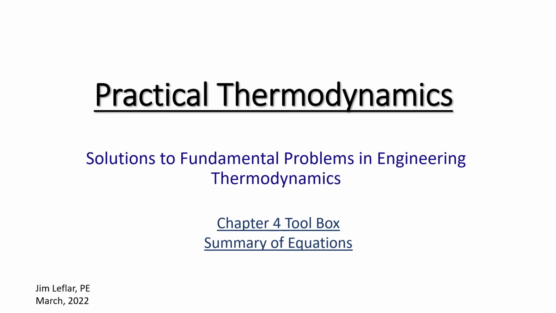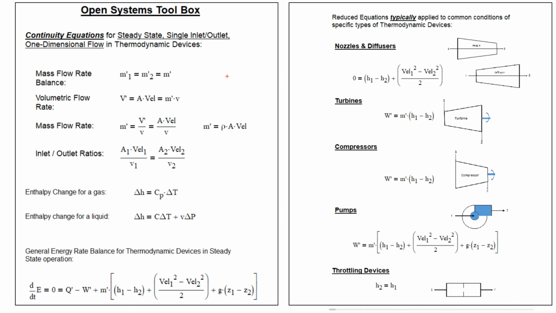Let's create another toolbox, which will be our summary of equations for open thermodynamic systems. For open systems where we have a fluid flowing through the system, let's begin by writing continuity equations. Now, continuity equations have multiple assumptions. One is that the systems are operating at steady state. They have a single inlet and outlet. They have one-dimensional flow across the conduit that the fluid is flowing in.